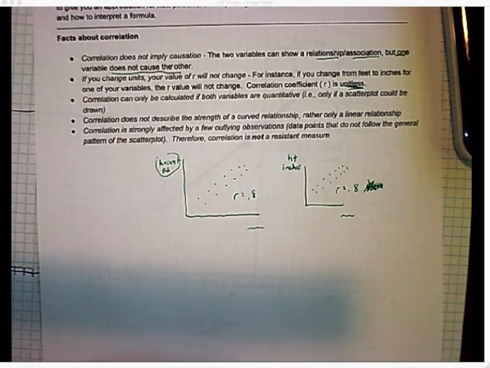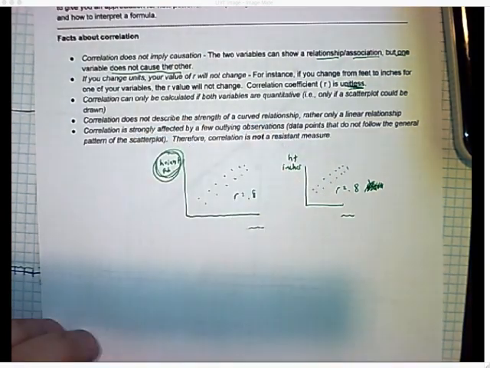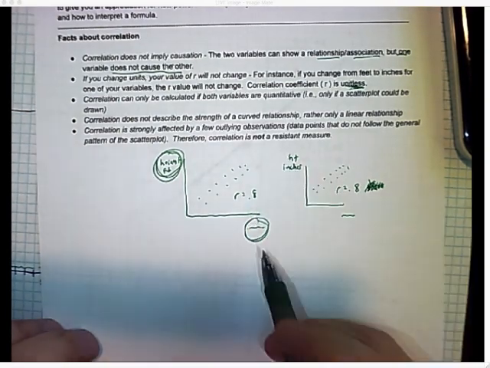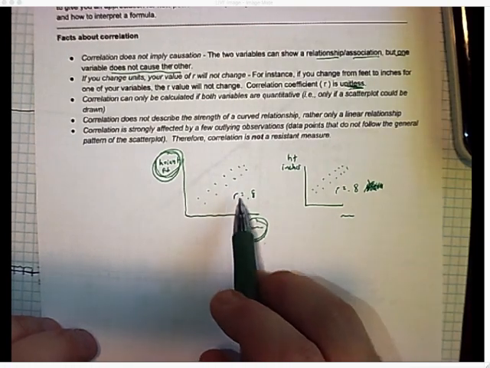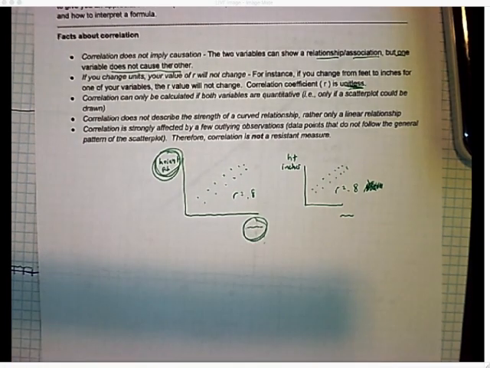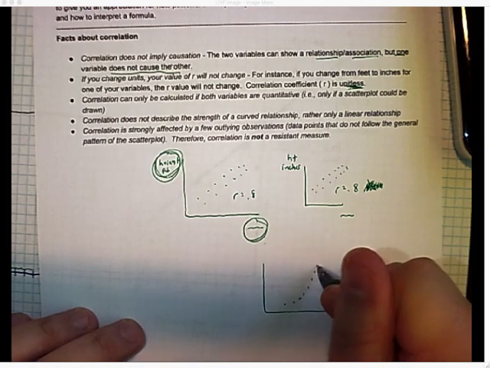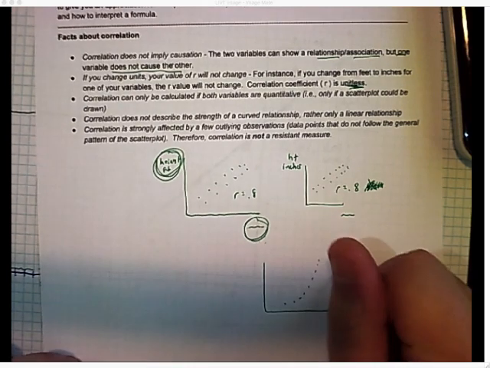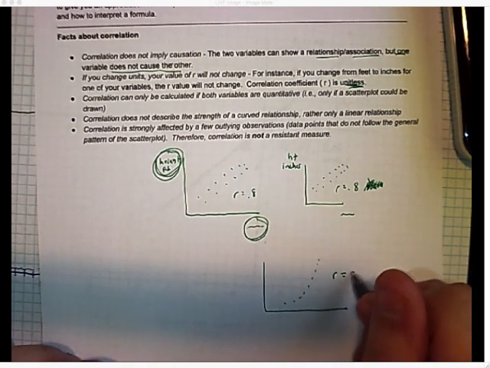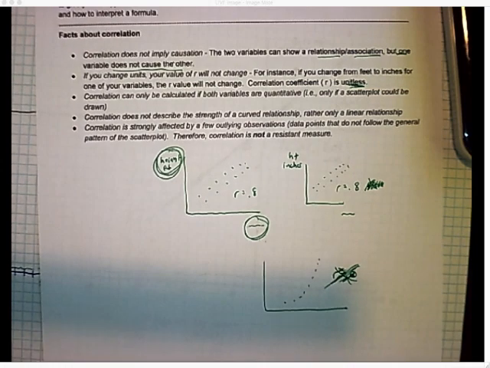All right, we can only do correlation if both variables are numerical or quantitative. If one of these is not a quantitative variable, then we cannot make a scatter plot and we cannot calculate R. If you have a curved relationship, if the data is not linear, if your scatter plot looks curved like that, you can't use R. I mean, the calculator will calculate R, but you shouldn't use it if you have a curved relationship.